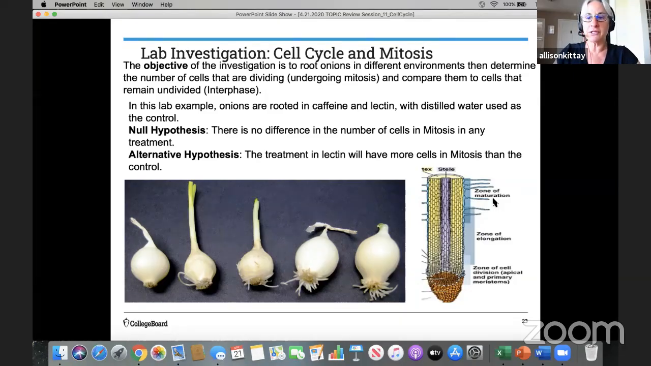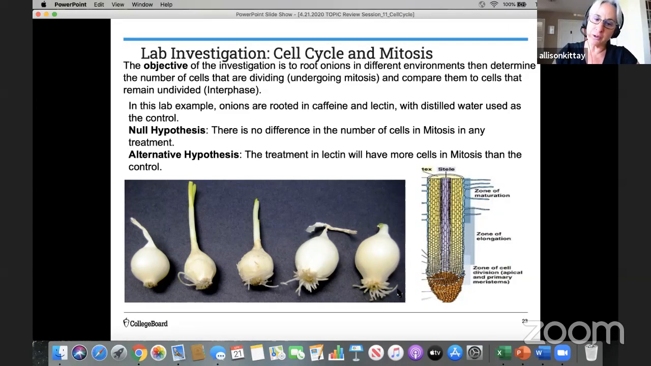An alternative, and this is just one alternative, you could have several alternative hypotheses here, but we're going to say that the treatment in lectin will have more cells in mitosis than the control. So we're going to compare lectin to the control, and we're saying that we think there should be more cells that are dividing, which is measured by mitosis, than the control.